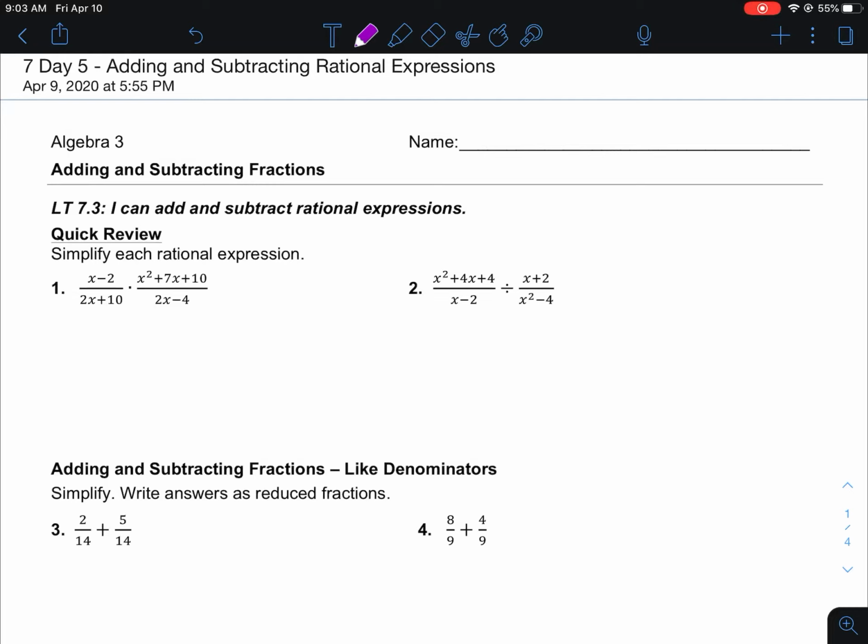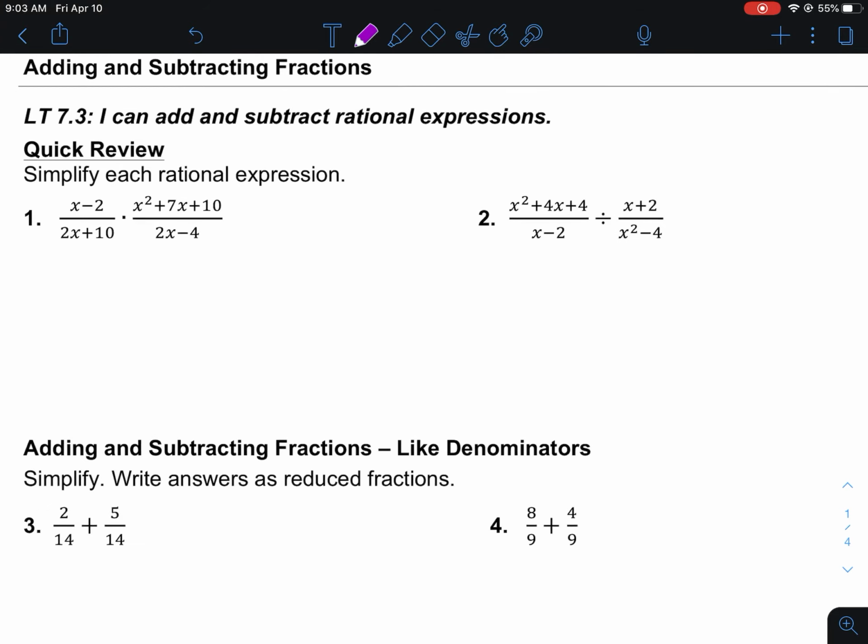I just thought that I would jump in and start doing some of these screencasts for the notes for you guys. So today we're going to take a look at Unit 7, Day 5, which is adding and subtracting rational expressions. I know you guys already did simplifying, multiplying, and dividing. So I'm going to actually give you a couple minutes here. I want you to go ahead and try numbers 1 and 2. So go ahead and pause the video and then go ahead and press play when you're ready to go over it.